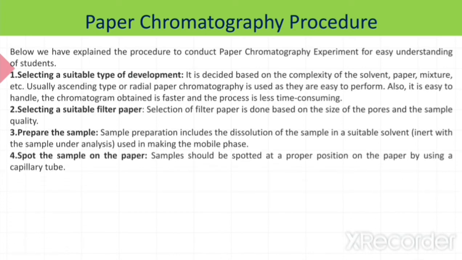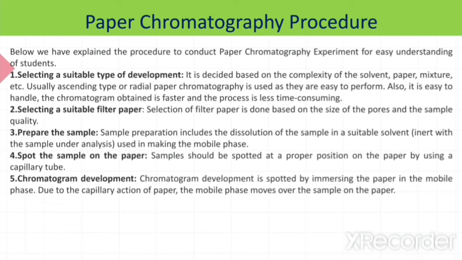Next, spot the sample on the paper. After dissolution, we put one spot of the sample on the paper, 1 centimeter from the bottom, and keep it in the chromatography chamber. Afterwards the chromatogram will be developed.